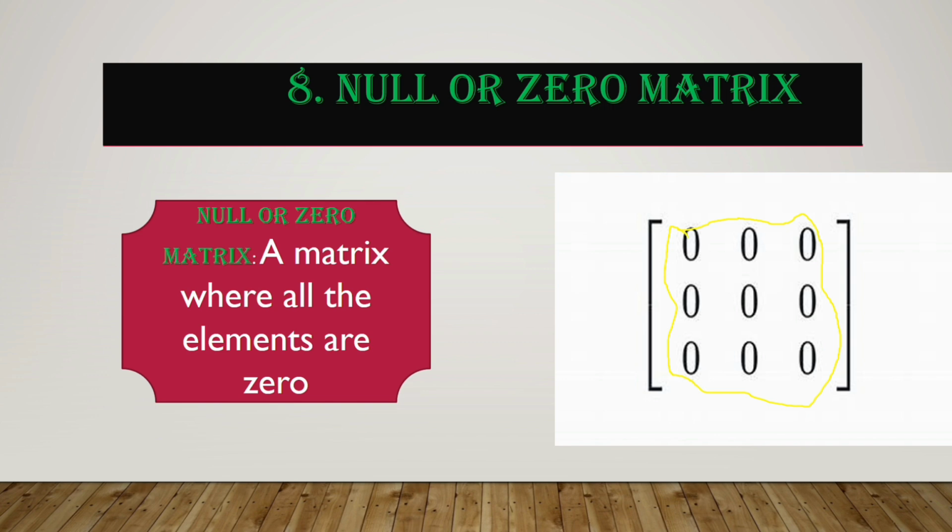So it means that when you see that matrix all elements are zero, it is called null or zero matrices. So let's move on next.